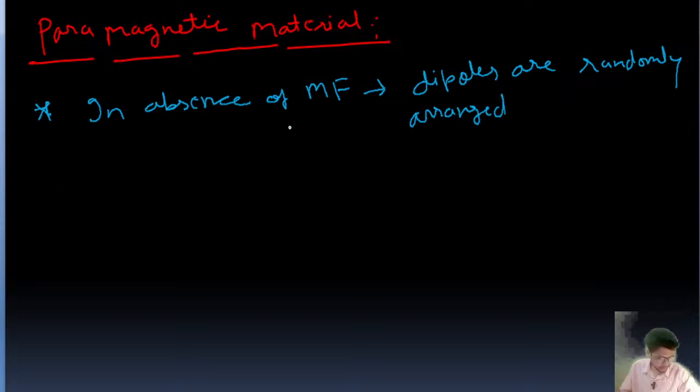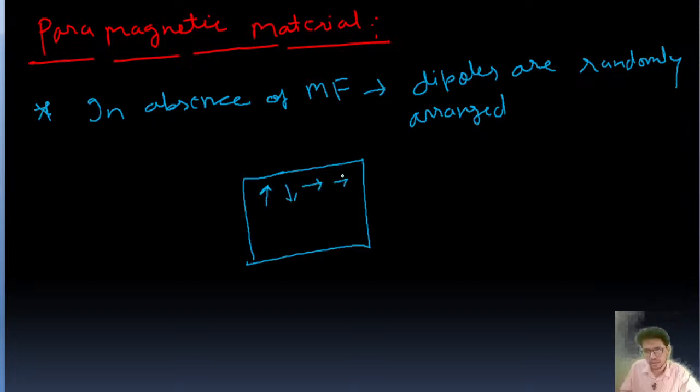So this is the paramagnetic substance, and there is no magnetic field. The dipoles are randomly arranged like this, similar to a diamagnetic substance.